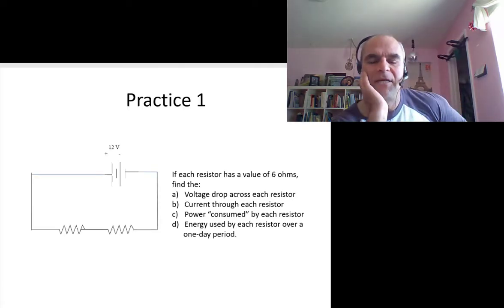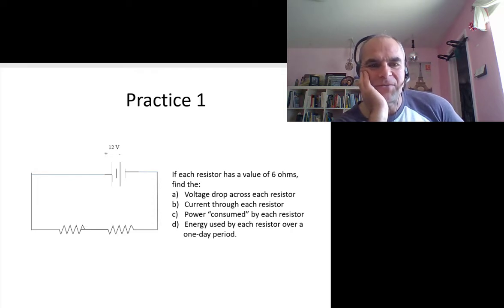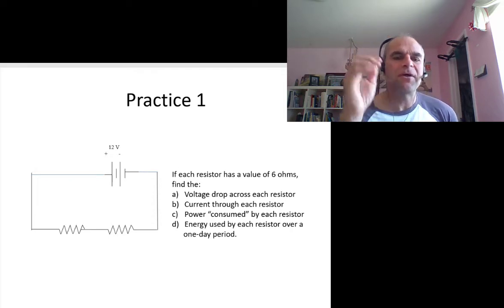So for practice, consider a 12-volt battery that's connected to two resistors that are both 6 ohms, all in series. Please find the voltage dropped across each resistor, the current through each resistor, the power that's consumed by each resistor, and the energy that each resistor would use over a one-day period. So it's all similar to what we did in an example from the other day, but this is practice with this series circuit. See what you can do with that.